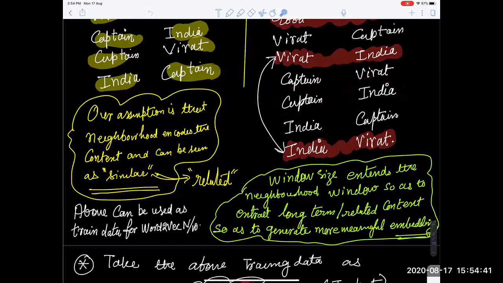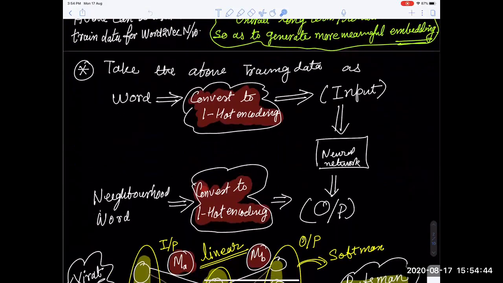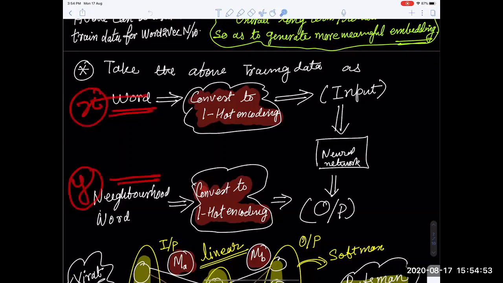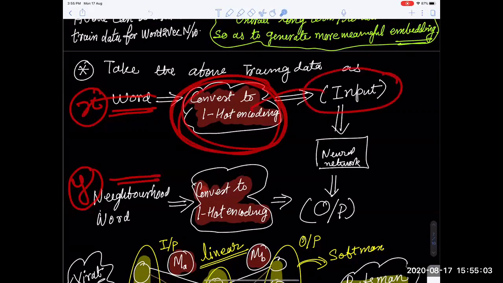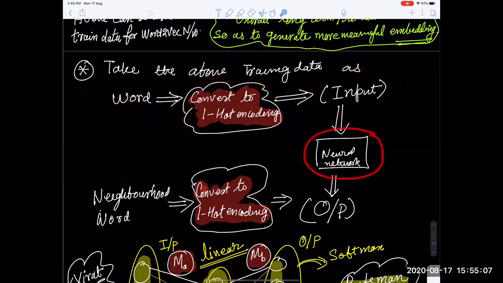And how can we do this? I will take the words as X, as I've shown, and the neighboring words are going to be Y, which I want my network to predict. I take this word and show it to my network. Before showing it, I convert it into a one-hot encoding, and then input it to my network. Once I input it, you get the neural network, and then you get your output.